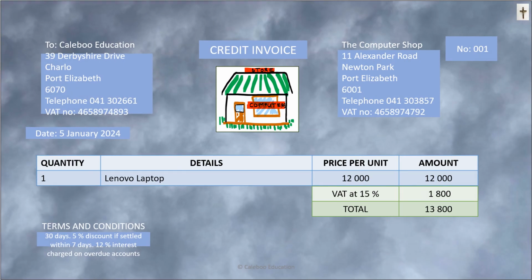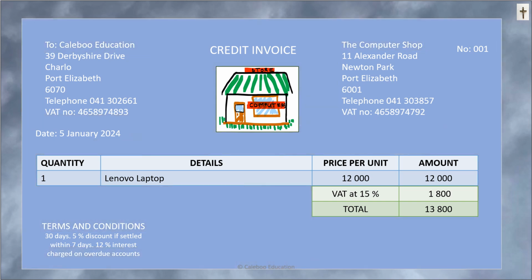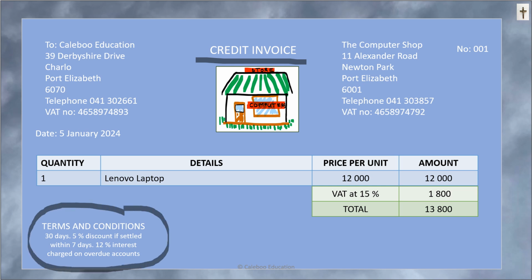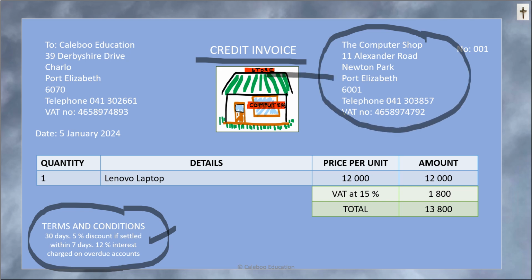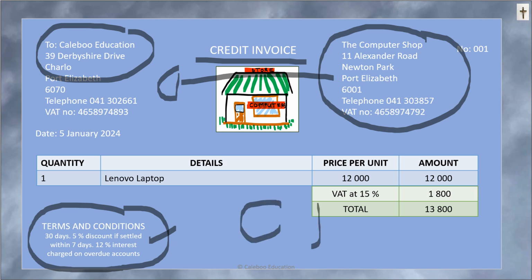Accounting in the clouds, they said. I'm just going to put this document up again, and show you what I mentioned in the previous slide. It can be called a credit invoice, and they're the terms and conditions in a little bit more detail. And once again, the computer shop issued this invoice original to Calibu Education. Calibu Education used the document to record this transaction in the Creditors Journal.